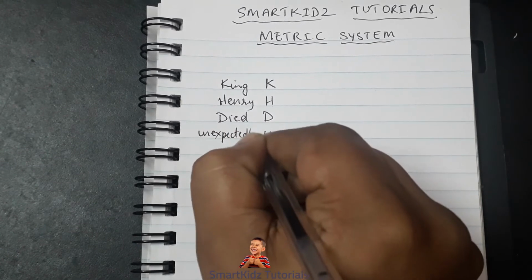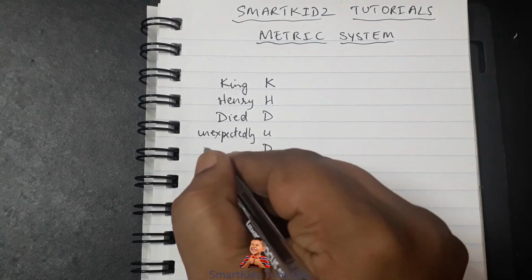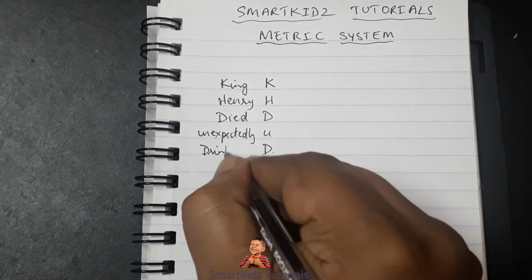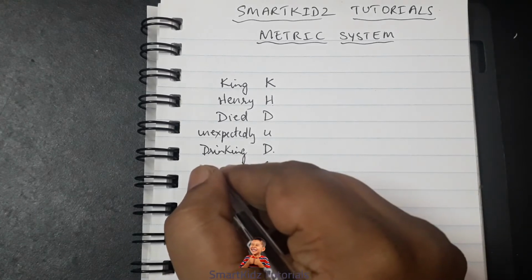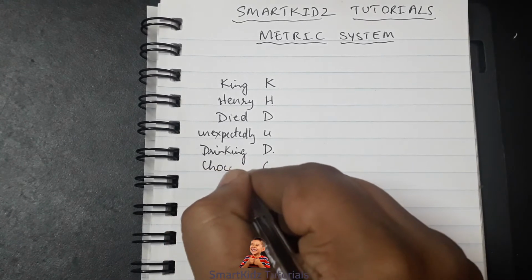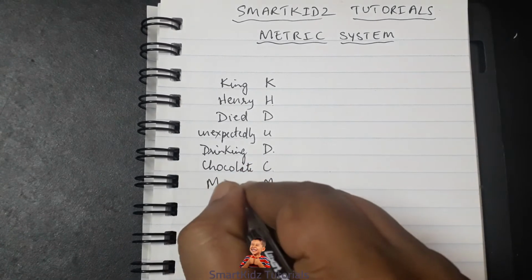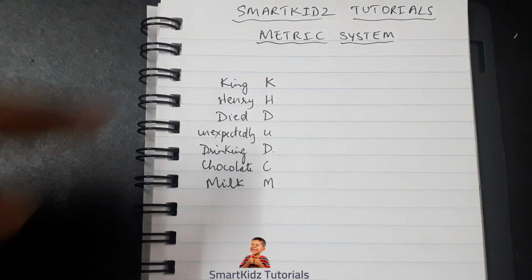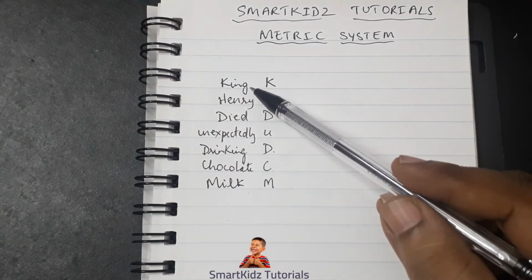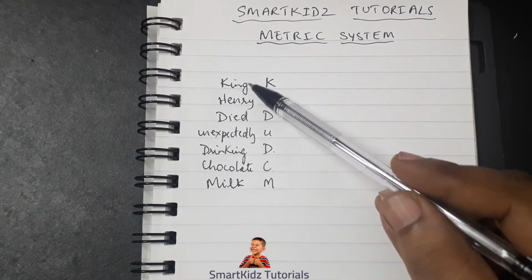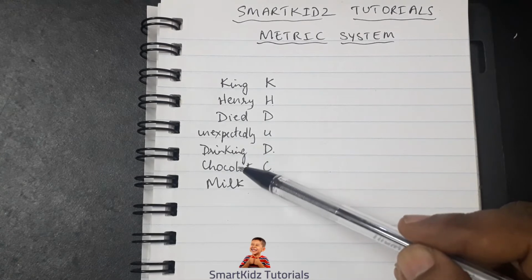U stands for unexpectedly, D stands for drinking, C stands for chocolate, and M stands for milk. So if we join all of these together, it will sound something like this: King Henry died unexpectedly drinking chocolate milk.